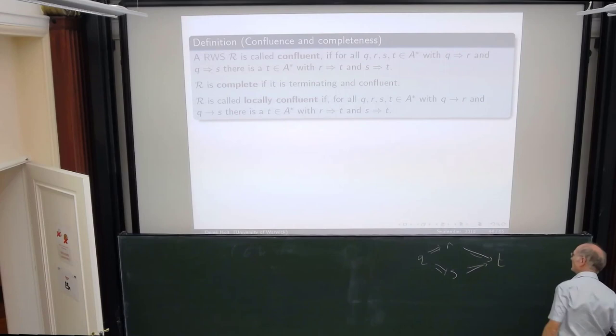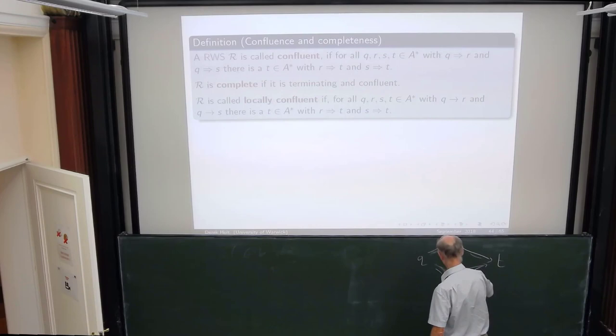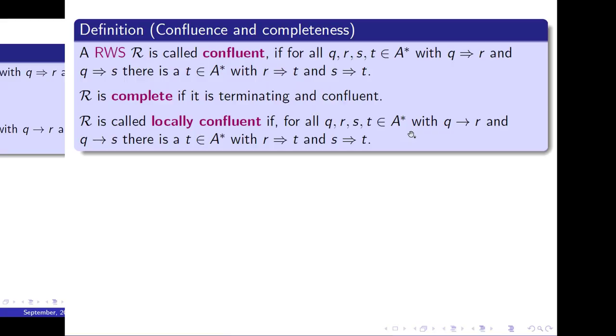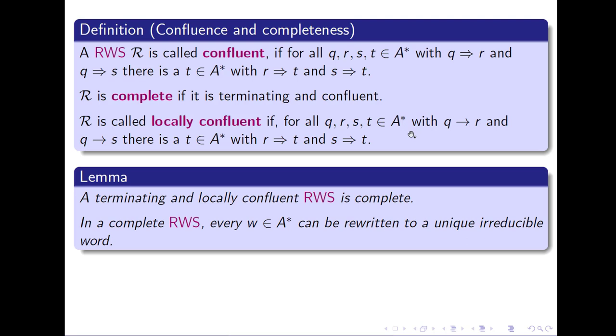Now complete means it's both terminating and confluent. These are all desirable properties. There's an apparently weaker property called locally confluent, which is where we replace those double arrows by single arrows, so that any pair of single reductions applied to Q have a common target. That's called locally confluent. Is there a difference? Well, yes: one step versus many steps. Apparently there's a result, about to come, that says they're not different, but they are different.